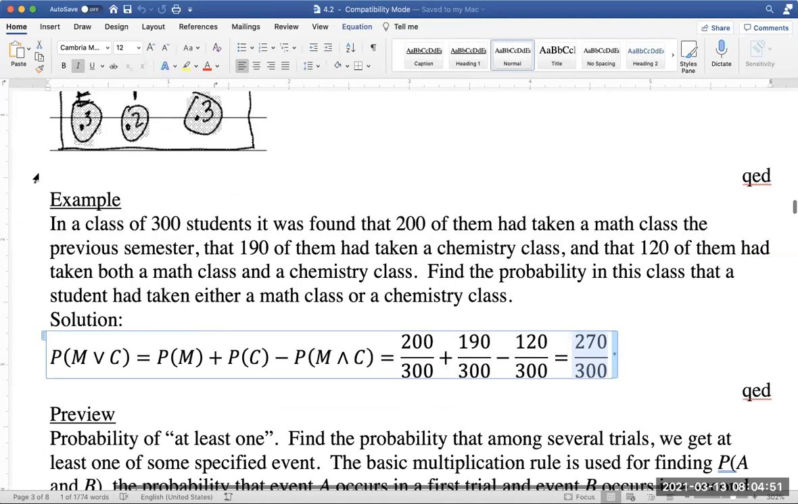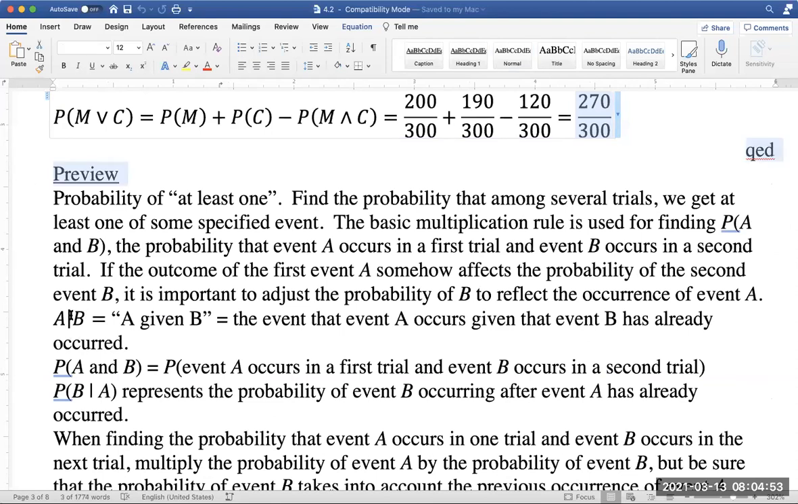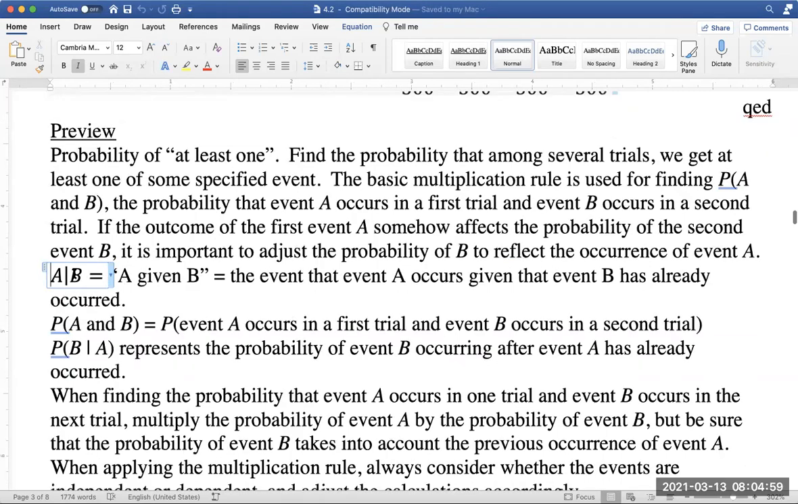So let's look at A given B. This notation here means A given B is the event that event A occurs given that event B has already occurred.